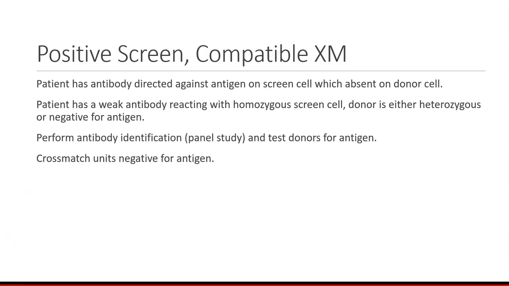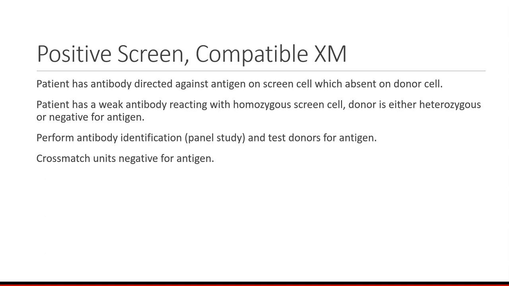Another scenario which may occur is that you have a positive screen, but the cross matches appear compatible. This may be due to the fact that the patient has an antibody directed against an antigen on the screen cell, which is absent on the donor. For example, you have an anti-big E, so it will react with the E positive cell in the screens, but your donor may be E negative, so you'll have a negative reaction.